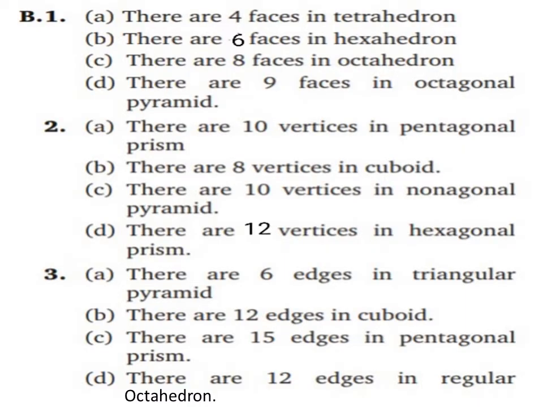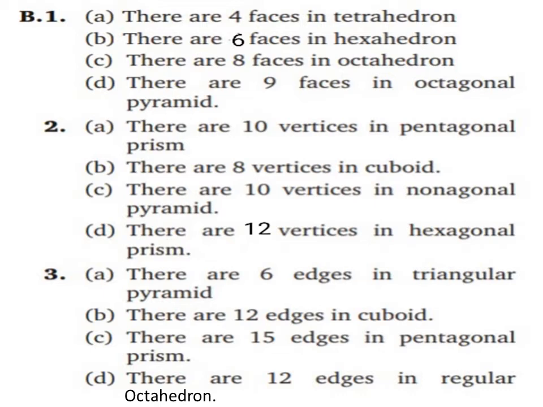Now A part is tetrahedron. So there are 4 faces in tetrahedron. Now B part, hexahedron. So there are 6 faces in hexahedron. Now C part, octahedron. So there are 8 faces in octahedron. Now D part, octagonal pyramid. So there are 9 faces in octagonal pyramid.